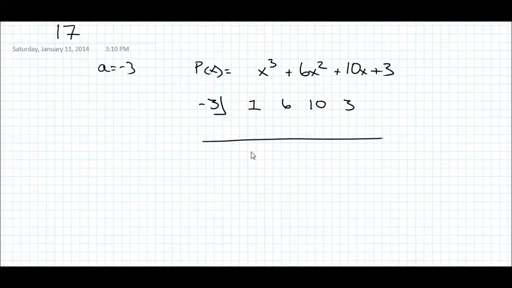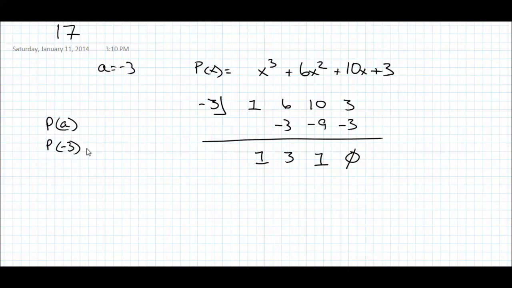We drop our first coefficient down. Negative 3 times 1 is negative 3. 6 plus negative 3 is 3. 3 times negative 3 is negative 9. 10 plus negative 9 is 1. Negative 3 times 1 is negative 3. 3 plus negative 3 is 0. So the piece of A, or the piece of negative 3, is 0.